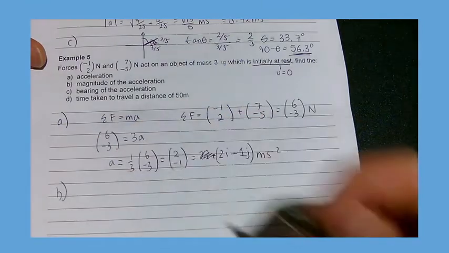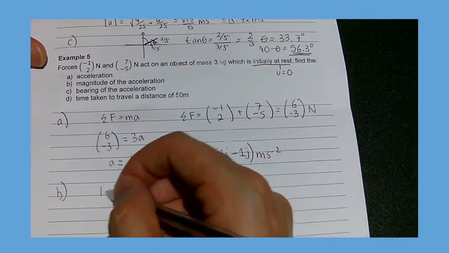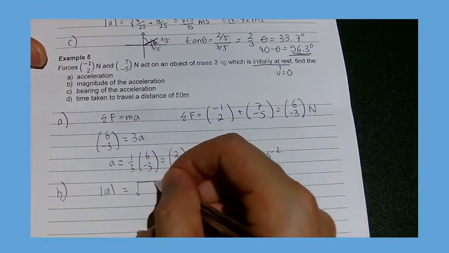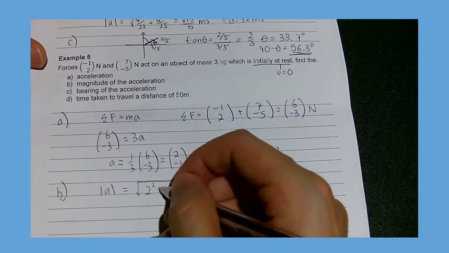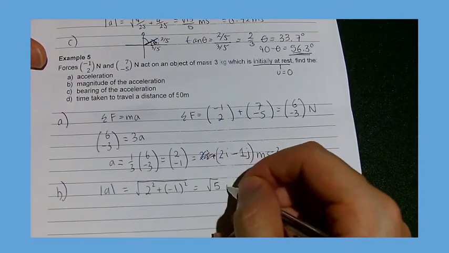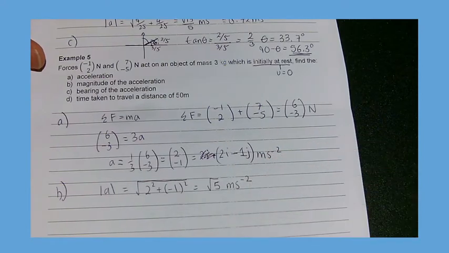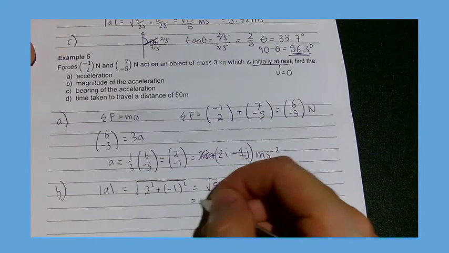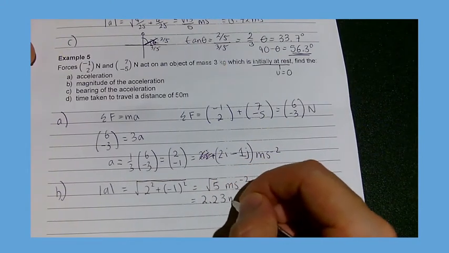How do you find the magnitude of acceleration? Again, like we've done before, we've got to do the Pythagoras of that vector. So 2 squared plus minus 1 squared, which is root 5 meters per second squared. Okay, and obviously if I want to find the value of root 5, it will be 2.23 meters per second squared.